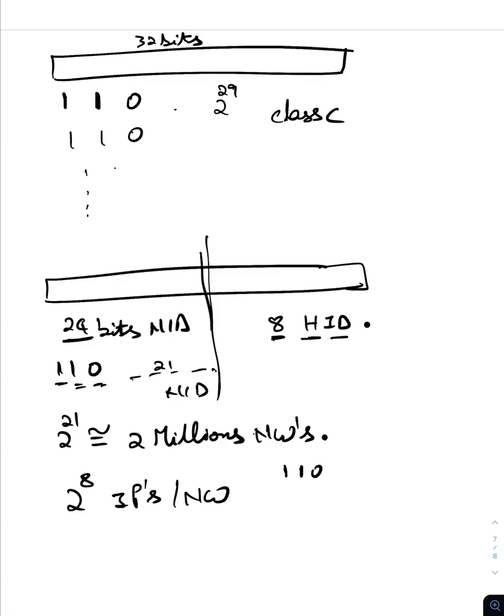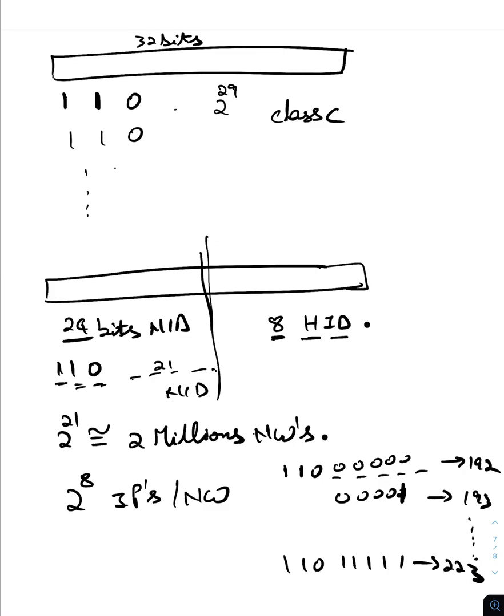As we have 110 already dedicated, I'm explaining about the dotted decimal system where you can know whether it's class A, B, C, D, or E. So here you have 5 bits. If all the 5 are zeros, then it's 192. If it's 00001, it's 193, all the way to 110 with all 1s in the 5 bits, then it's 223. So the range of class C for the first octet is 192 to 223, right?